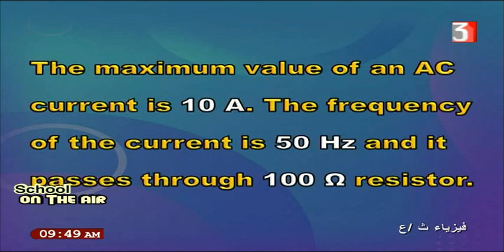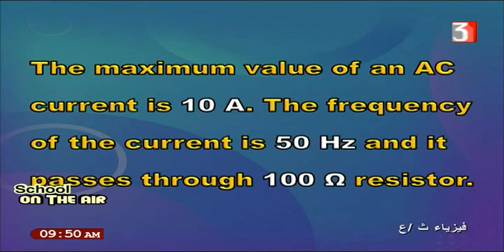Another choice. The maximum value of an AC current is 10 ampere. The frequency of the current is 50. Your attention please. When solving problems on AC currents, we use the effective value. We don't use the maximum value. So 10 should be converted into its effective value. How? It is multiplied by 0.707. Then we can use the current. The current actually is not 10, it is 10 multiplied by 0.707.